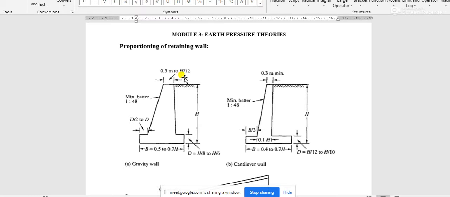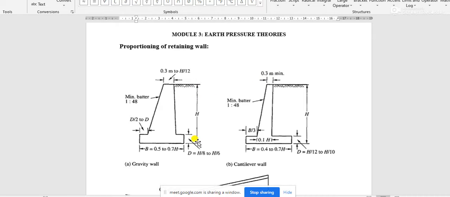That means if the height of the retaining wall is greater than 4 meter, then only this range of 0.3 to h by 12 can be considered. But if the height is less than 4 meter, then the minimum top thickness of 0.3 meter should be considered. And in case of cantilever retaining wall, the minimum wall thickness at the top must be 0.3 meter. The minimum value is 0.3 meter.